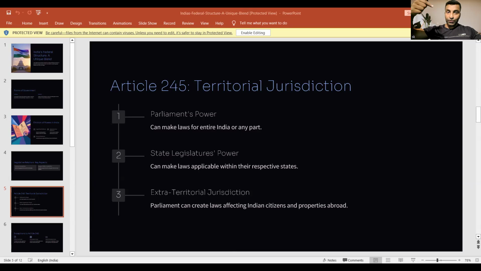I repeat, clause 1 states that Parliament can make laws for the entire territory of India or any part of it, and clause 2 gives the state legislature the power to make laws applicable within their respective states. So this article gives Parliament the authority to legislate for the entire country or a specific region. Similarly, state legislatures are empowered to make laws applicable only within their territory. So that's about this case. Now coming to extraterritorial jurisdiction of Parliament.